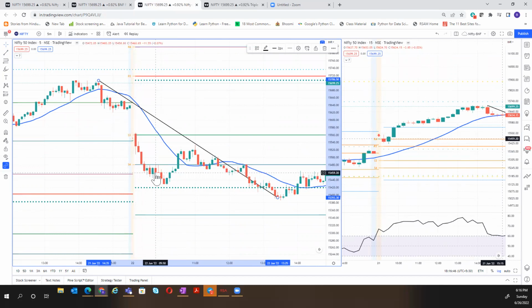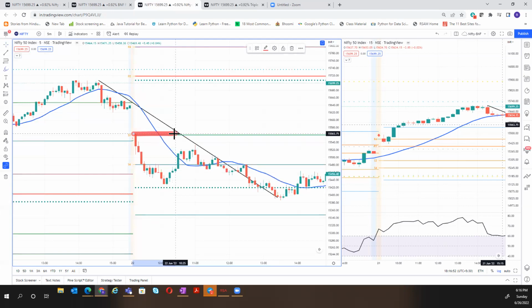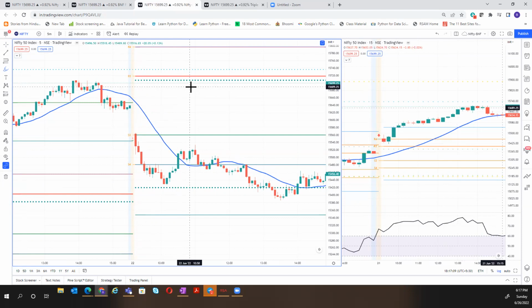Now when there is a gap down or gap up, usually we need to consider the first 5 minutes candle high or low as the swing high or swing low. This should be your assumption here. Understood? Now here, if the market is going up, this level should be broken for us to take counter trades where the market can move up.